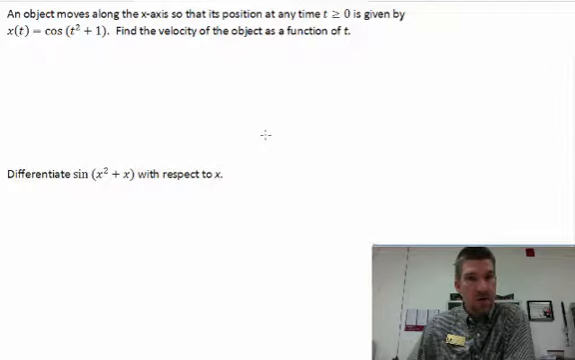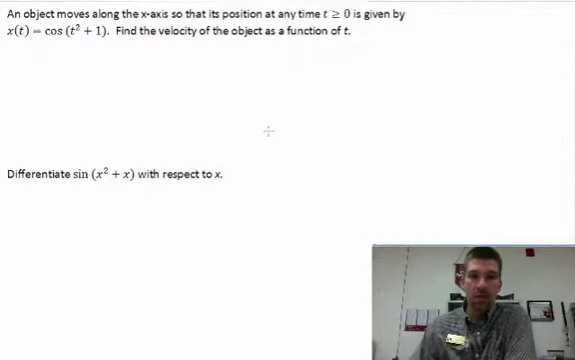So here's another example that we can look at using chain rule, and we'll try and set it up exactly how the pattern that I want you to try and use in class. And so what we've got is x of t equals cosine of t squared plus 1, and we're talking about an object that moves along the x-axis. And this is position. Remember, position, derivative is velocity, and the derivative again is acceleration.